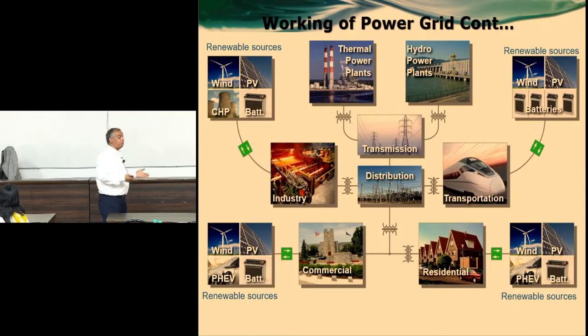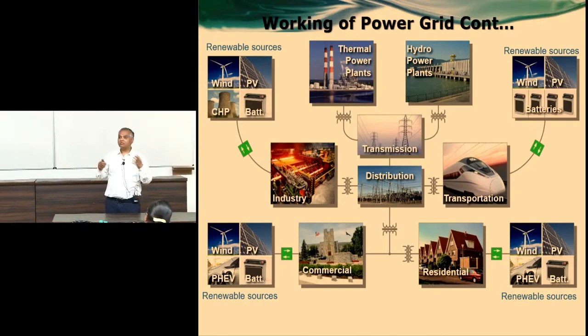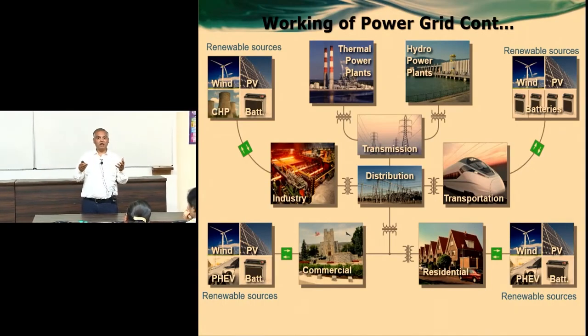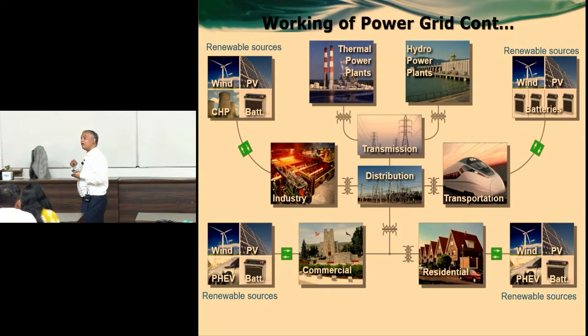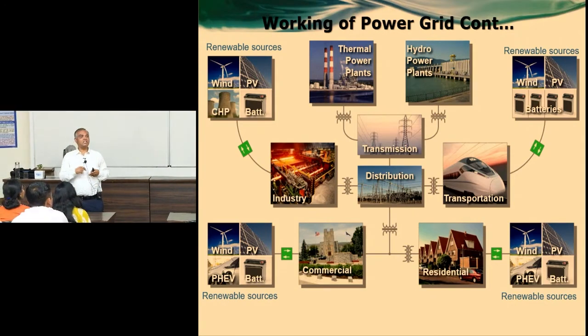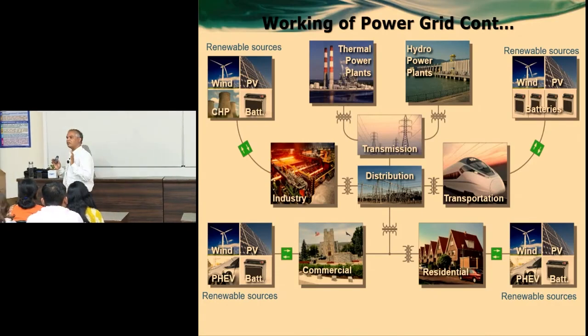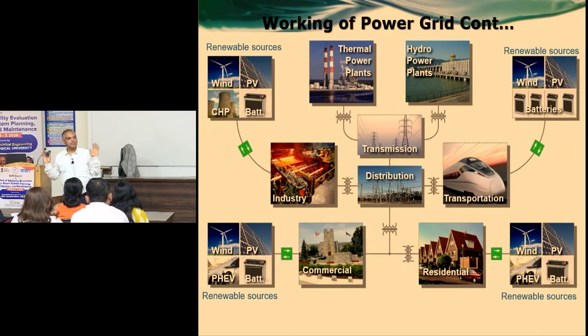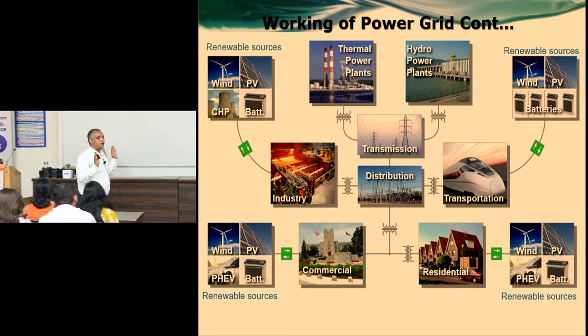So now the grid has more instability, because in the previous case it had to handle only the load fluctuations, but now it has to handle not only the load fluctuations but also the generation fluctuations because of the renewables. The power coming from the renewables is no more under your control. It depends on the weather conditions, and weather conditions are not in your hands.